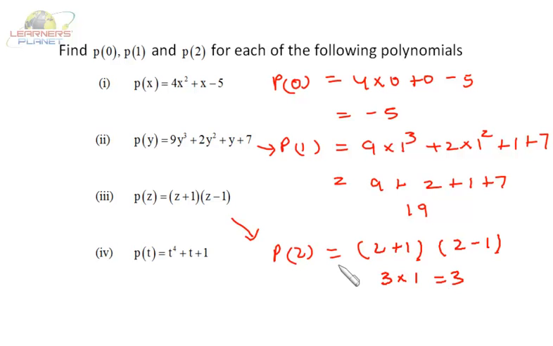Okay. I calculate P0 for this also. So if it is P0, I have to put the value of t as 0. So it's 0 raised to 4, that is 0, plus 1. So finally it is 1. So I hope you are clear how to find P0, P1, P2 for any of the polynomials.